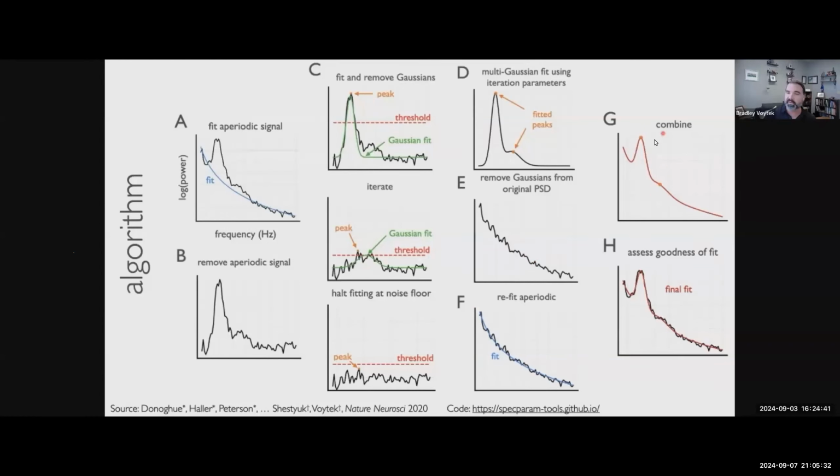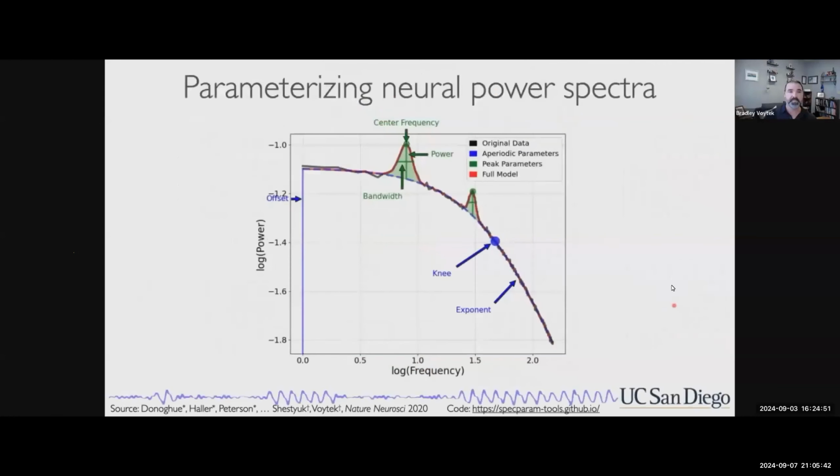So with just a couple of parameters describing these two Gaussians, for example, and that background aperiodic process, we have a very good parameterization of our noisy power spectral signal. And so from this, we have a couple of features. One, we get that 1 over f exponent or slope. How fast does it fall off? The frequency at which it bends down, the knee frequency, the total offset of the signal, as well as the Gaussians, which are described by their center frequency, the power relative to the background, and their bandwidth.